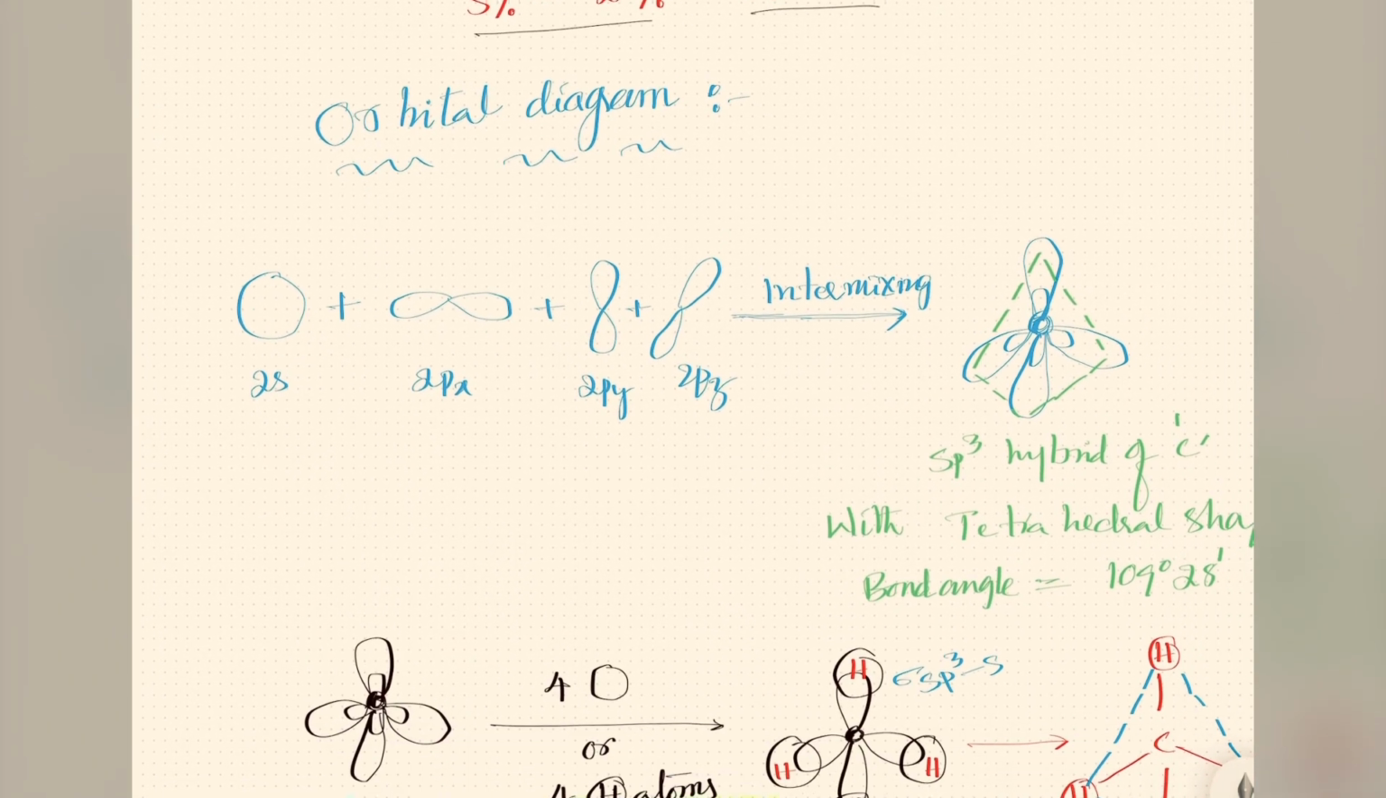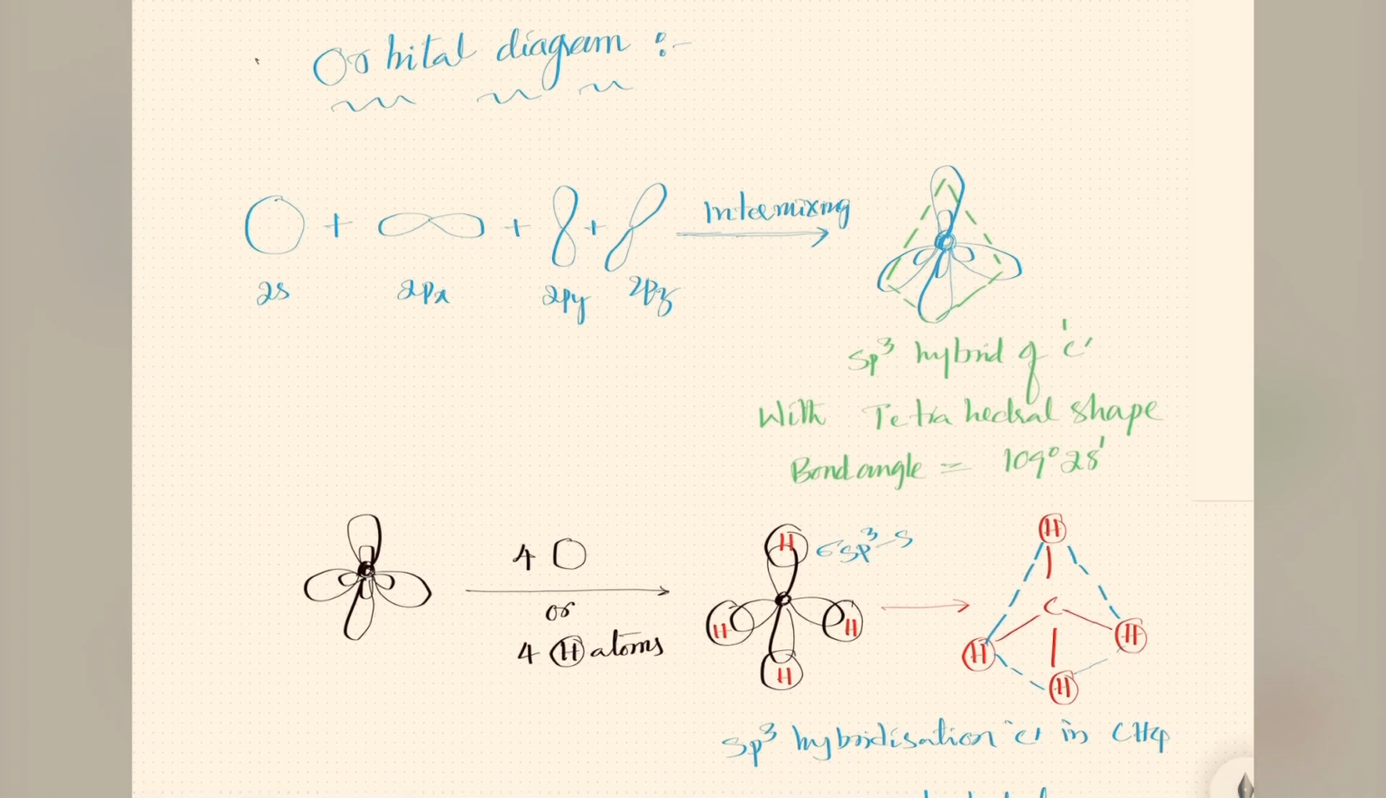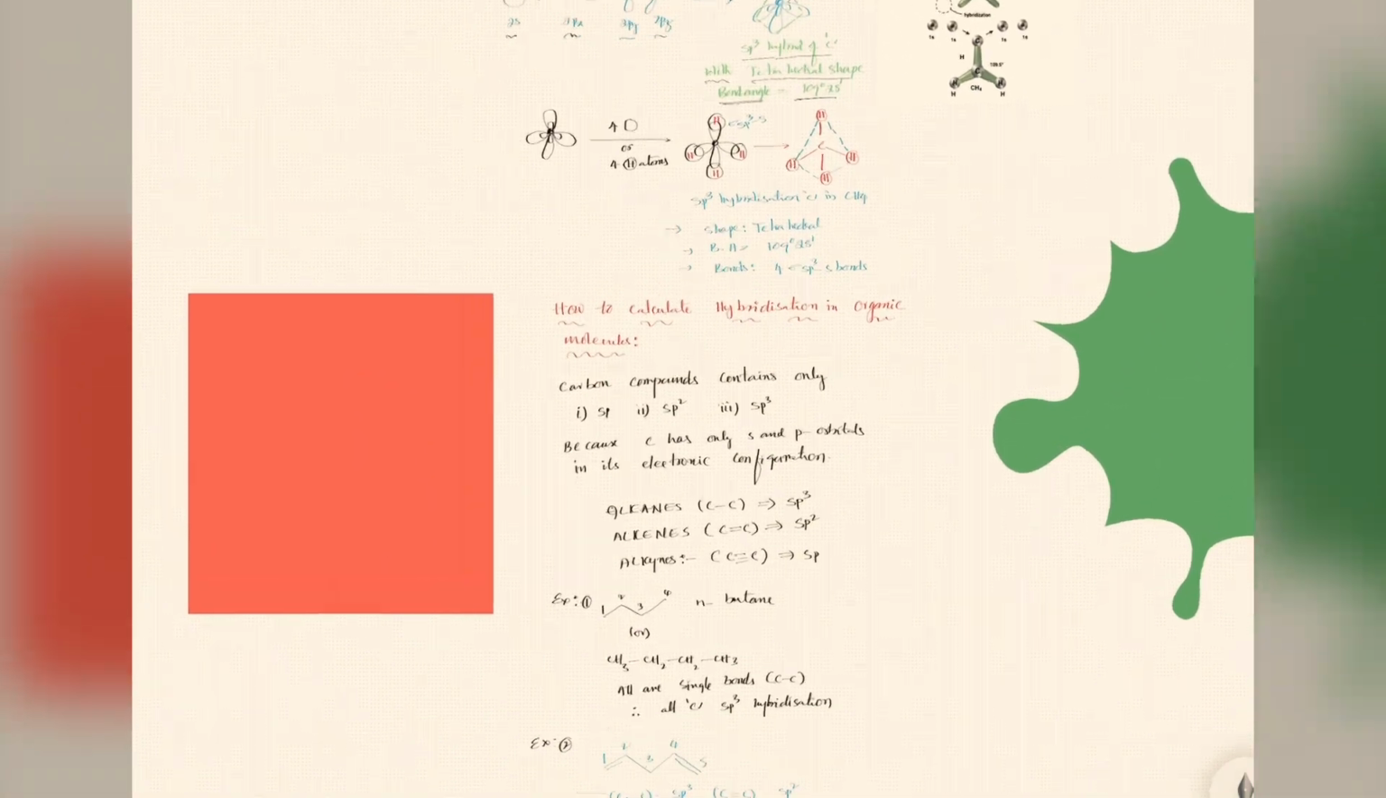Now we'll discuss the orbital diagram of this, similarly like BCl3. Right? What is the orbital diagram? See this. In this orbital diagram, 2s orbital, 2px along x-axis, along y-axis, along z-axis. These all are intermixed and form here the sp3 hybrid of carbon. This sp3 hybrid of carbon has a tetrahedral shape. You can see this is a tetrahedral shape. And what is the bond angle? Bond angle is 109 degrees 28 minutes.